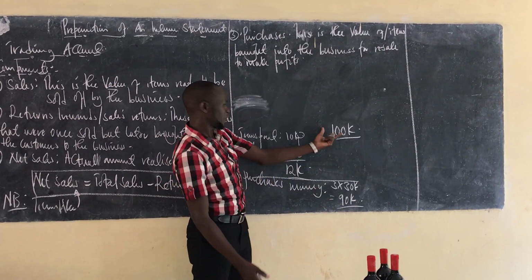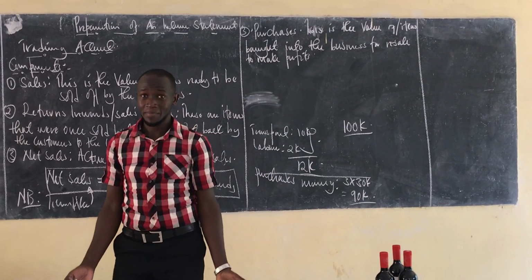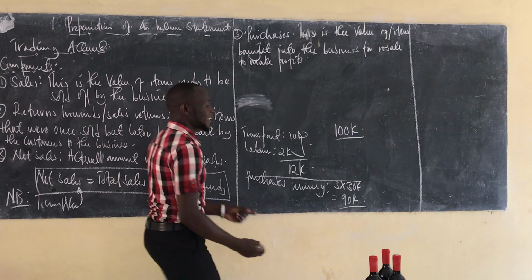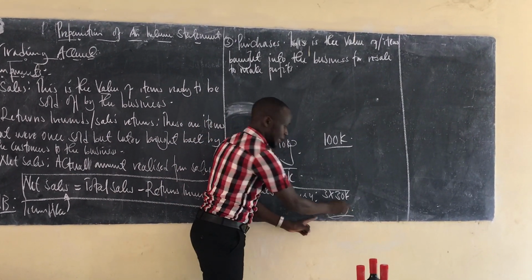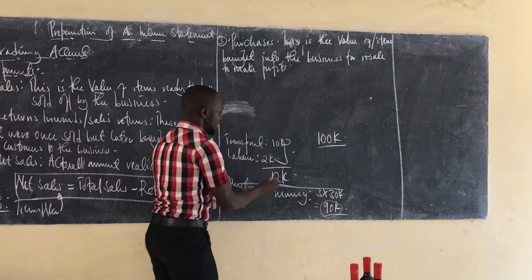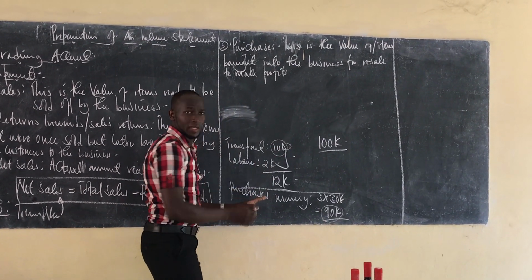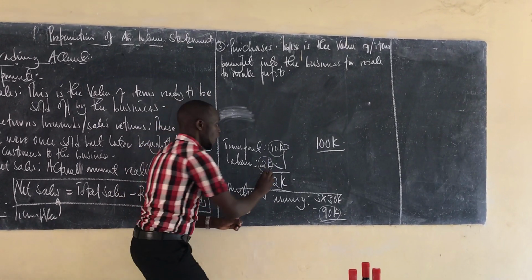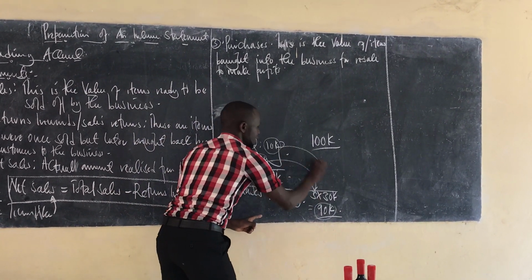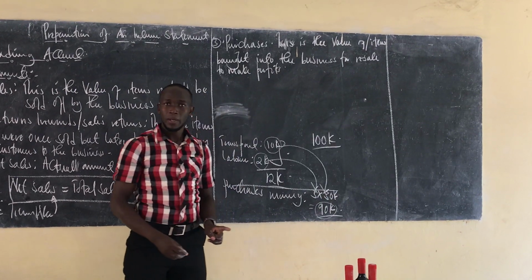Why is it that somebody is giving you 100,000 and you are rejecting? The reason is, in your mind, you are aware that this wine goes for 90,000, but there is this transport that you incurred of 10,000 and the 2,000 for the labor. All of these ones, you consider them as purchase money.